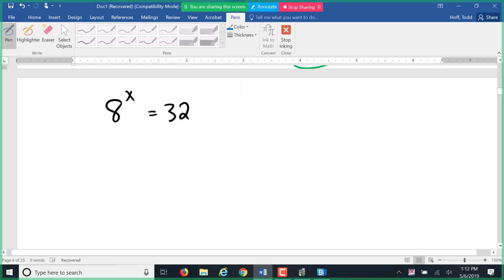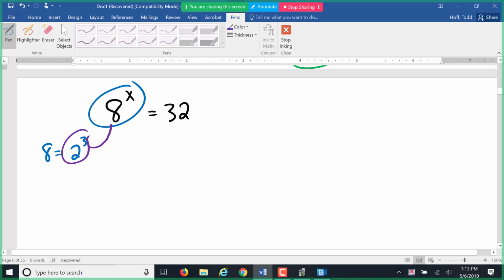We might run into something like this. When we look at this, it looks very difficult to solve because 32 cannot be expressed as a power of 8. So what we're going to have to do here is change the bases in both sides. Remember we did examples earlier of taking something like this and breaking the 8 down. 8 can be expressed as 2 to the power of 3.